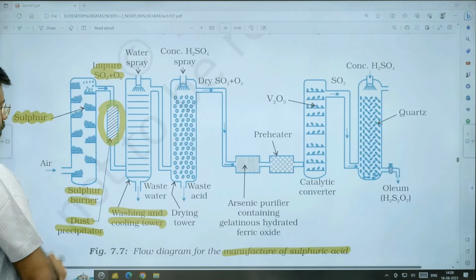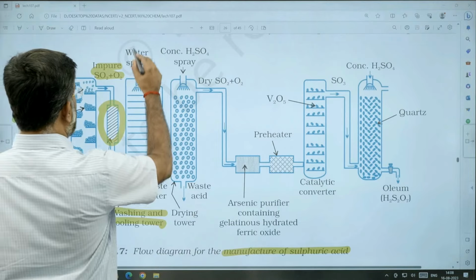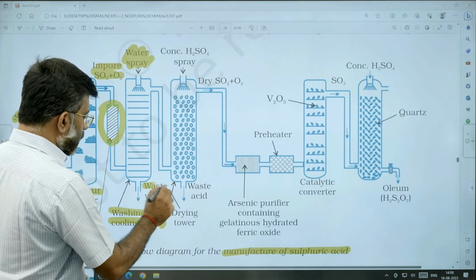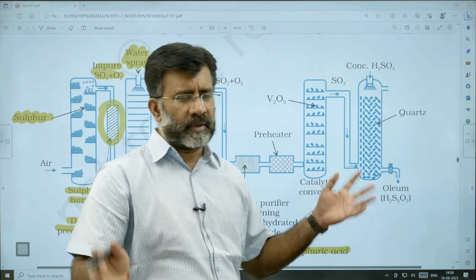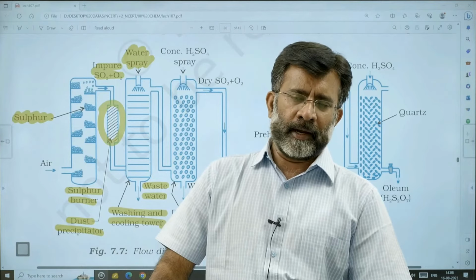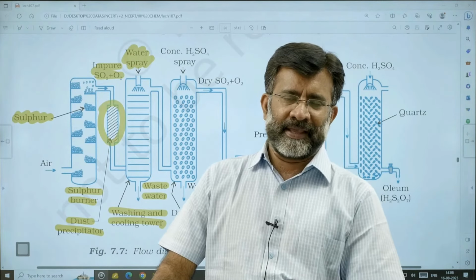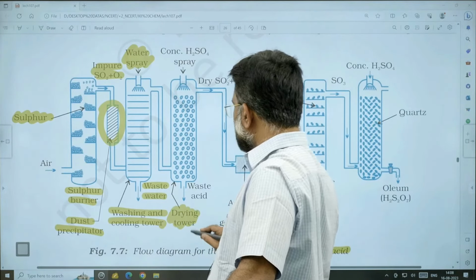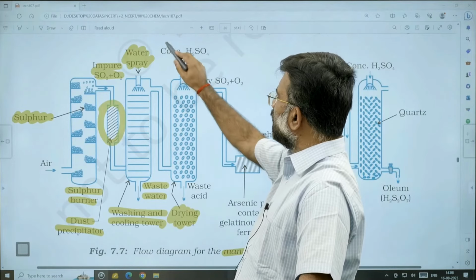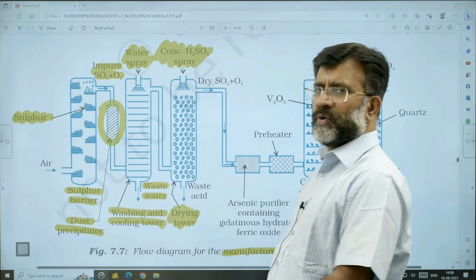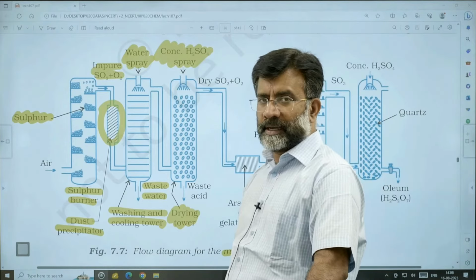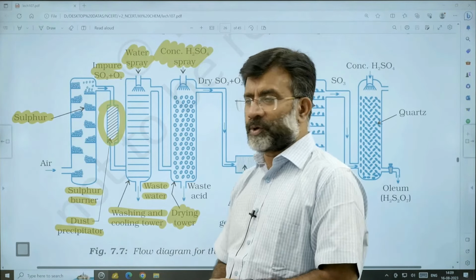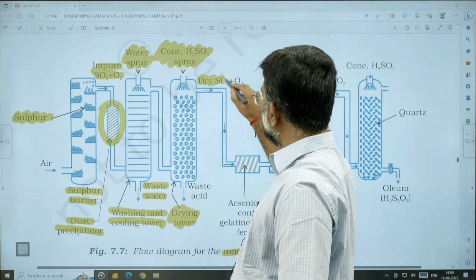This SO2 with impurity is taken through a washing tower where we are giving a spray of water and all the washable impurities are removed and the wastewater goes out. Now SO2 becomes wet in nature. Now that wet SO2 is taken to a drying tower, where concentrated sulfuric acid is sprayed. You know, sulfuric acid is a good dehydrating agent. So wet SO2 will be made dry SO2 in this chamber, and dry SO2 is coming out.